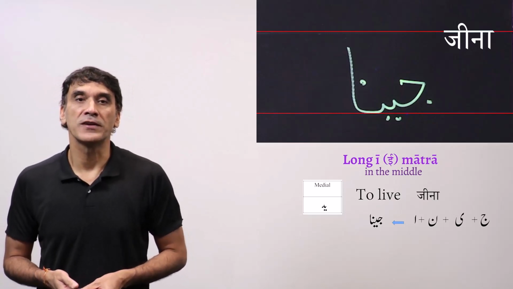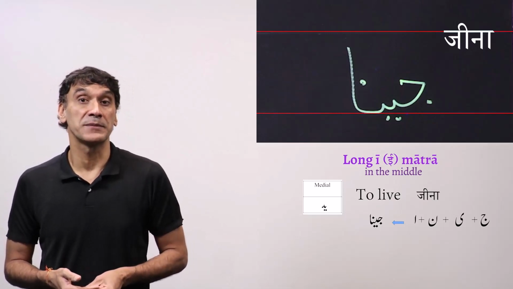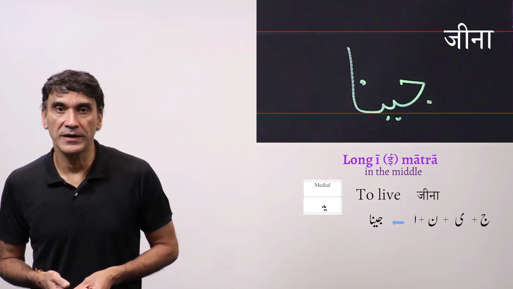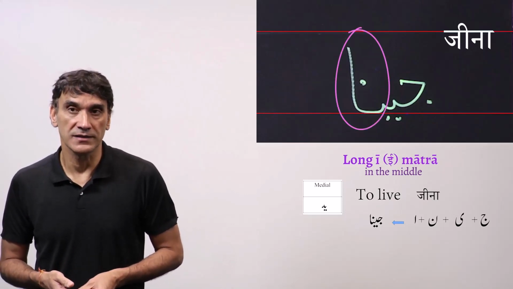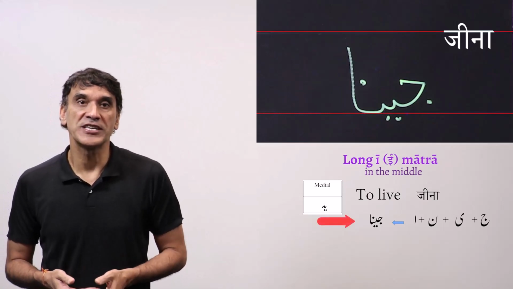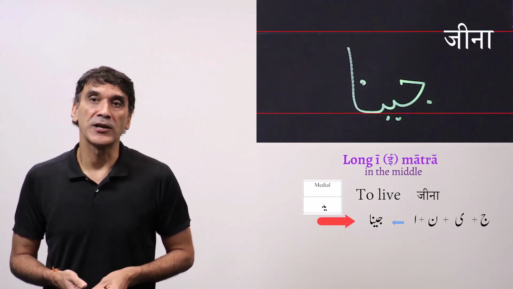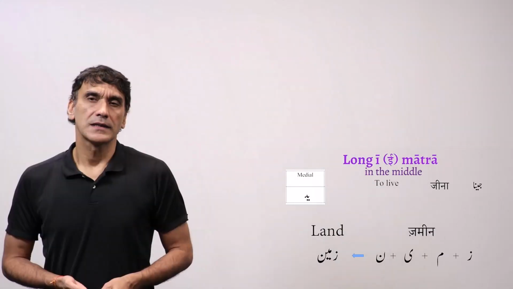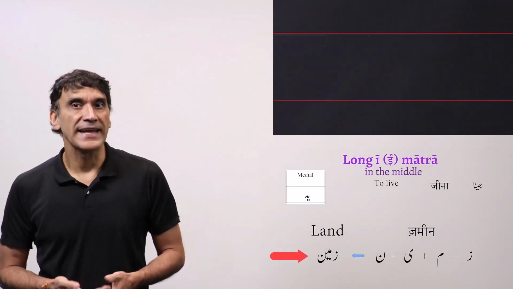The next letter, Noon, will also take the medial form because it is in between Choti Ye and Alif. And Alif will take the final form and will add A mātrā to Na, that is Nā. So, Jim plus Choti Ye, Jī, and Noon plus Alif, Nā. Jī, Nā, Jina.